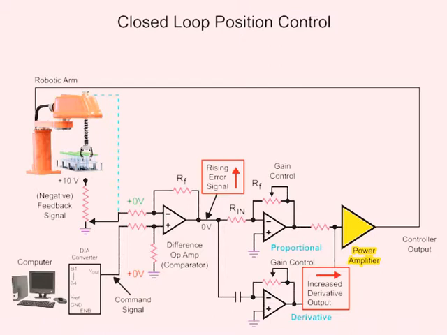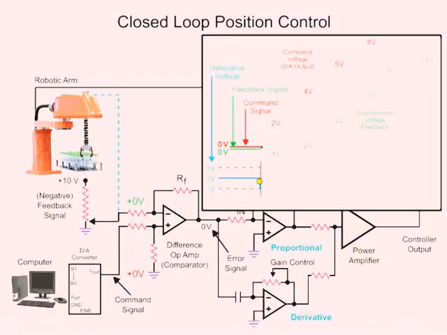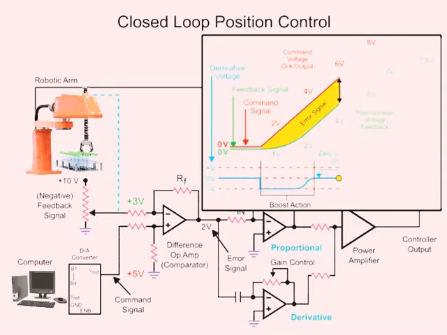The error becomes constant when the voltage from the potentiometer indicates that the robotic arm's position is changing at a constant rate of the command signal. At this time, the derivative voltage changes to 0 volts, and the proportional amplifier continues to produce a voltage. As the command signal stops changing, the robotic arm continues to move with a decreasing error signal.